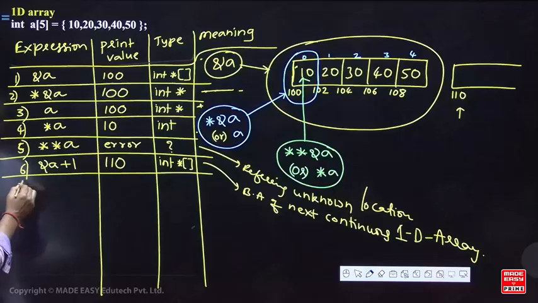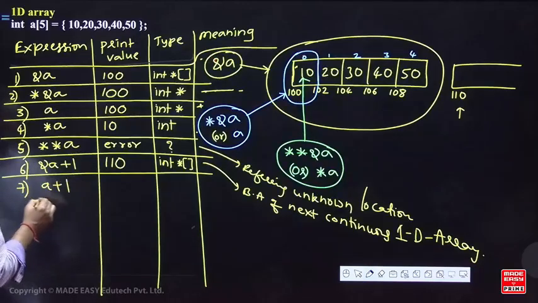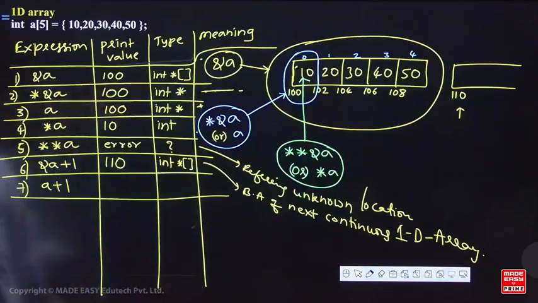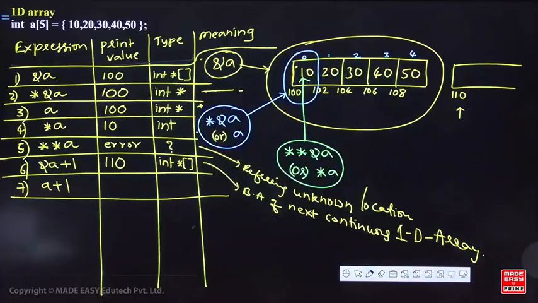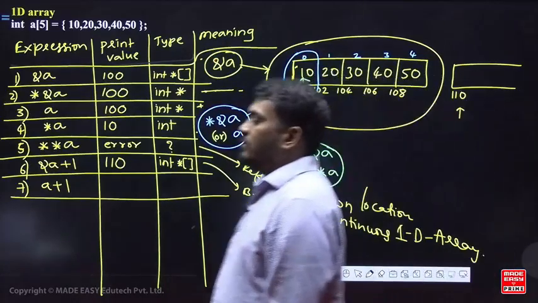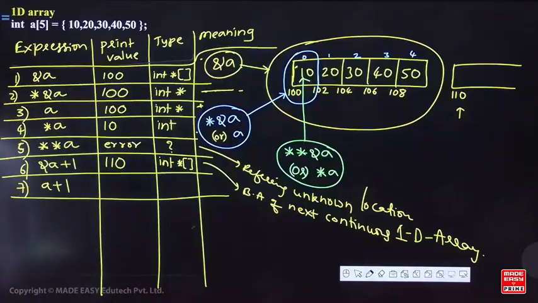Okay, right. Now tell me, this is interesting. If I say a plus 1, what will print? A means it is pointing to 0th element. So if I say a plus 1, what will print? Just understand where it is pointing. It will jump according to the element to which it is pointing to.